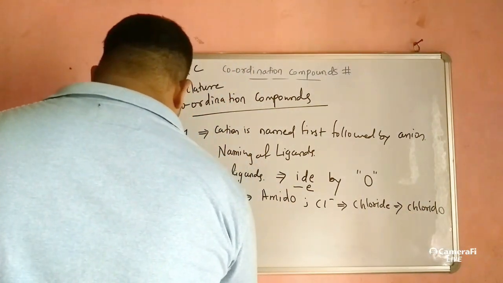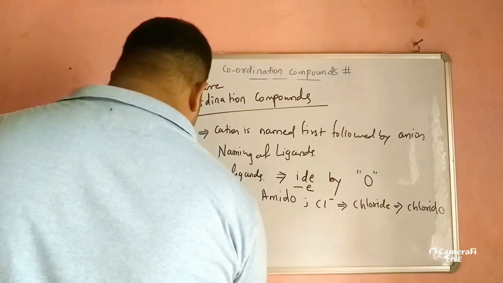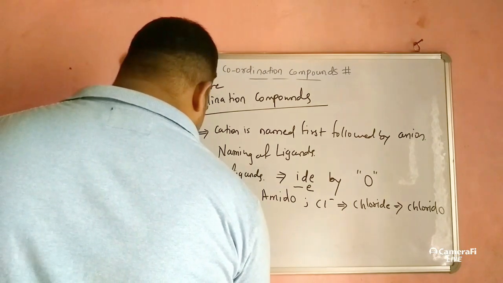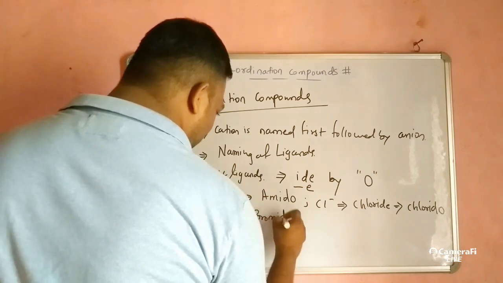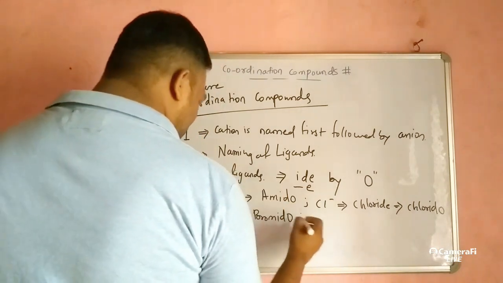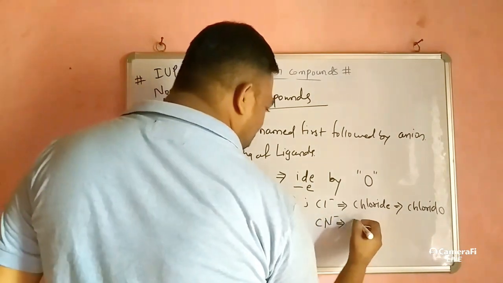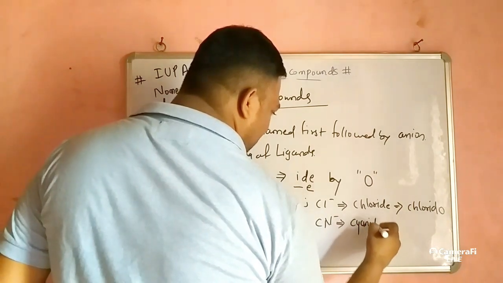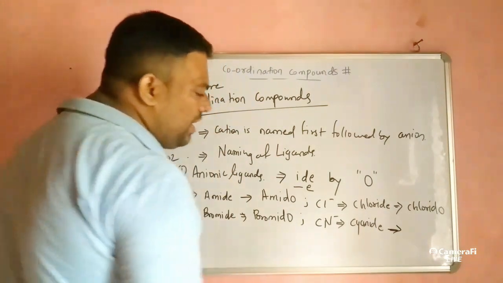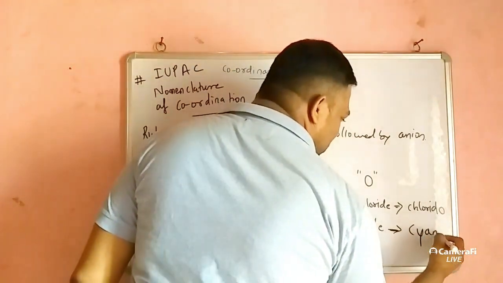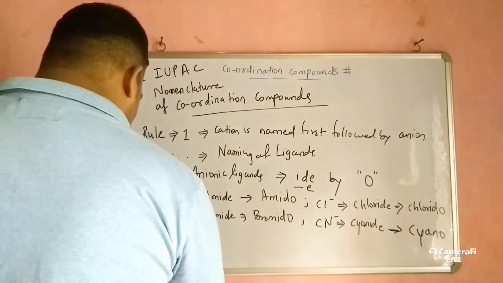Suppose I write Br minus. Br minus is bromide, so here bromido. Now CN minus, as you know, is cyanide. But a little bit of change: not cyanido here, simply cyano. We can call it an exceptional case.